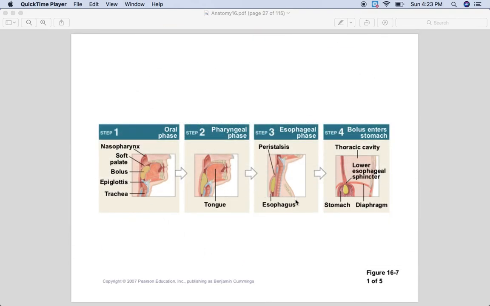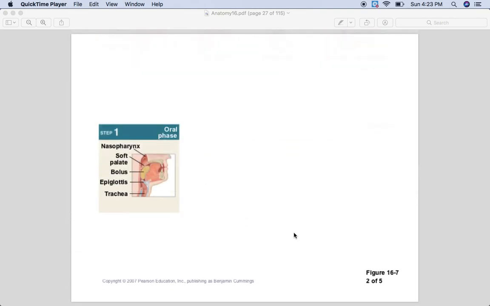And these are just some pictures that show that. I've also put some videos in the folder that are pretty cool to watch about swallowing.